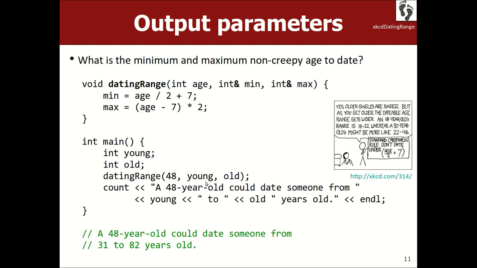Okay? And you'll notice when I declare int young and old, I haven't even assigned any values to them in main. Do you see that? Isn't it interesting? You can pass these as parameters without them having any value, because the whole point is that the function doesn't use the value. It just stores a new value instead. It replaces whatever value used to be there. Okay? So that idea is called an output parameter.